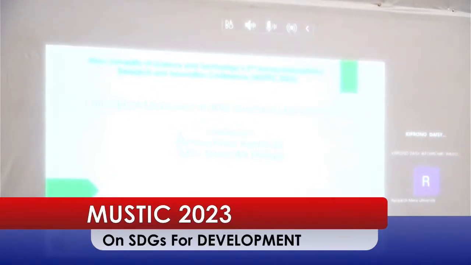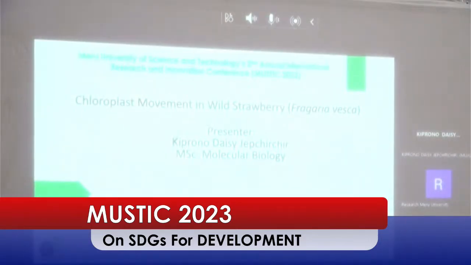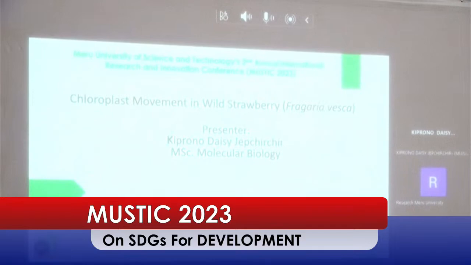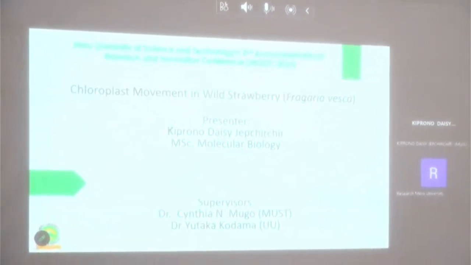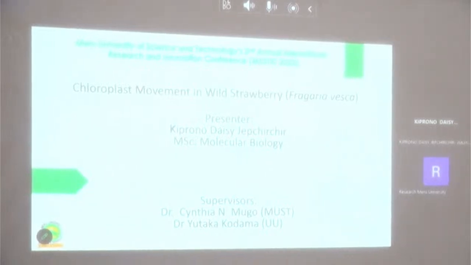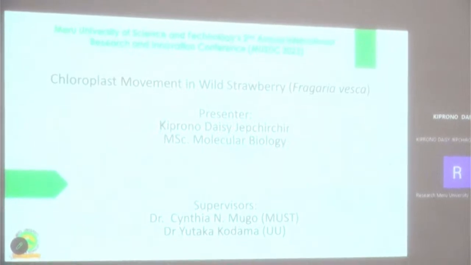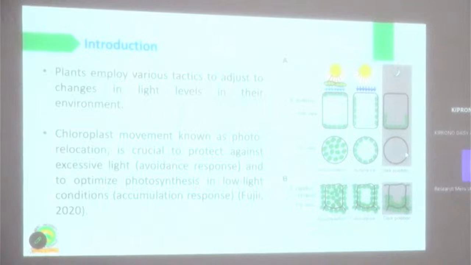Okay, so I'm Daisy Prana from the School of Molecular Biology. I'm going to present a study on chloroplast movement in woodland strawberries, an ongoing study. My supervisors are Dr. Cynthia Mombo from Yale University and Dr. Yutaka Kodama from Japan Autonomous University, where I am right now. Okay, so straight to my research.